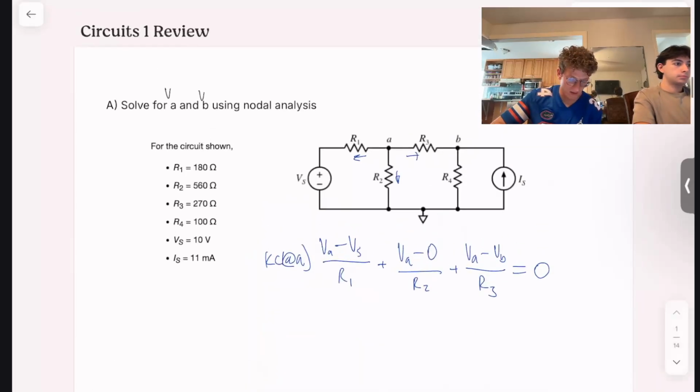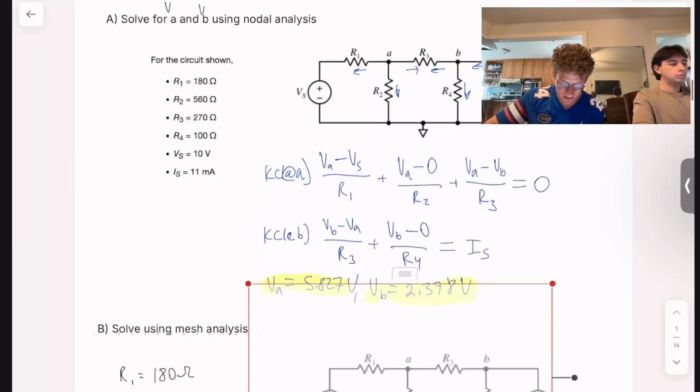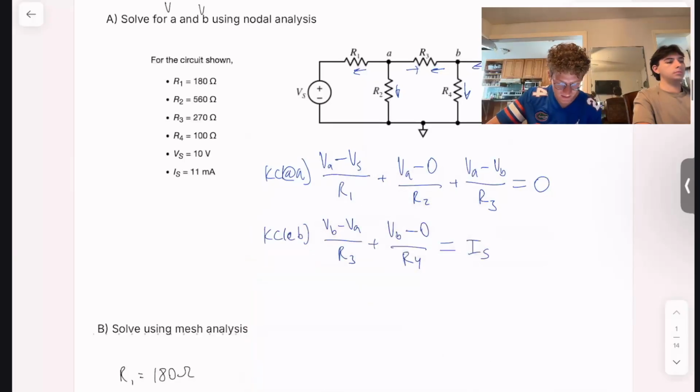Then we're going to do something similar with B. So current coming out, and as you can see, this independent current source over here is going into B. So instead of adding it in our KCL equation, we're going to subtract it because it's going into the node instead of out of the node, which will give us an equation that looks a little something like this.